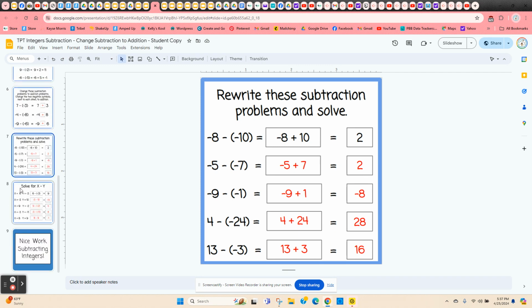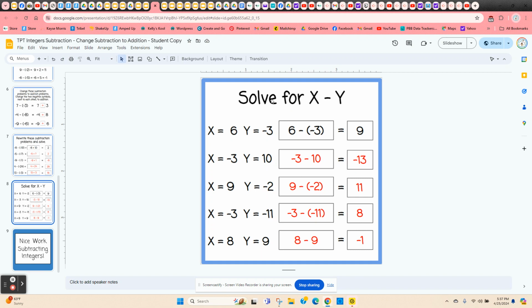Now the very last slide is a little bit of a challenge. They're going to solve for x minus y. So they're told what x is, what y is, and then they have to create that problem x minus y. So here it'd be 6 subtract negative 3, and then they're going to solve it.